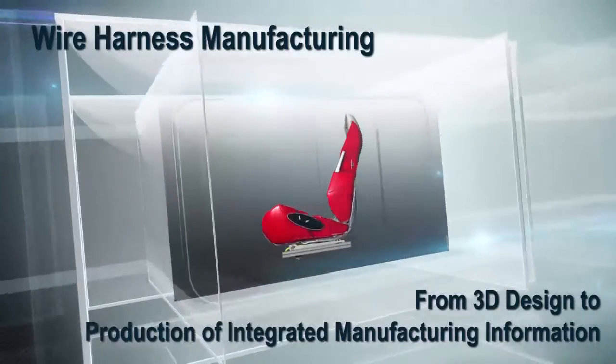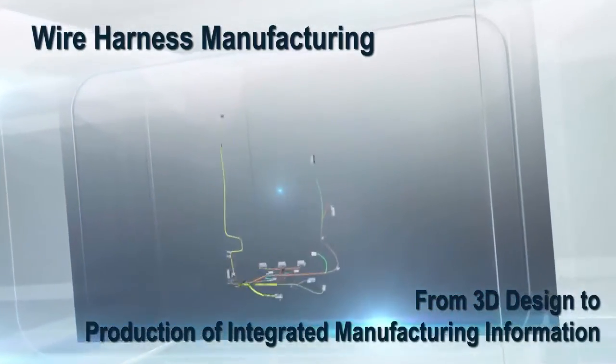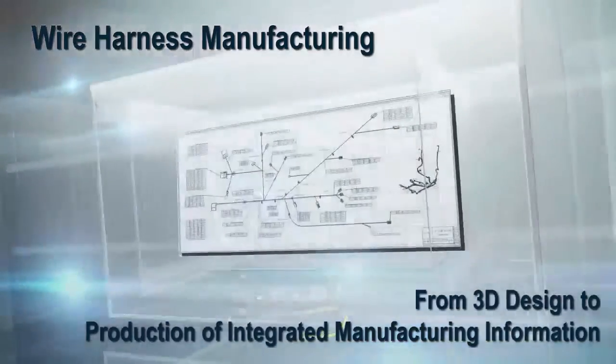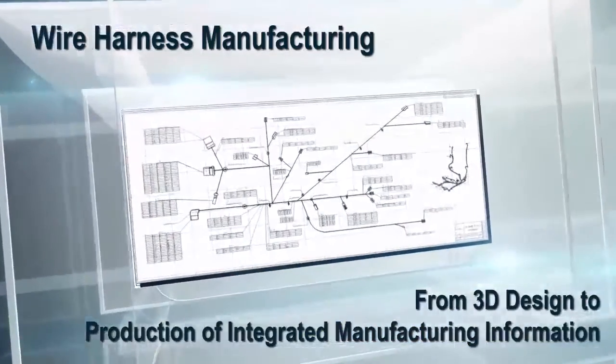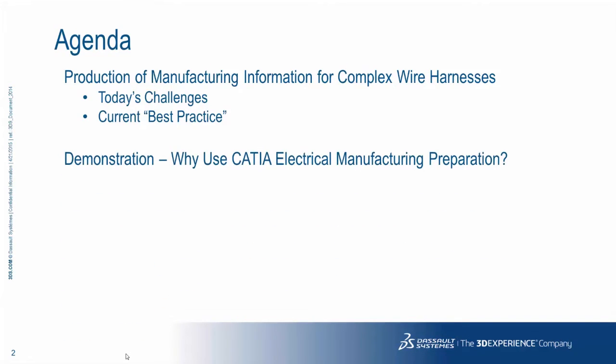Welcome to this presentation on optimizing wire harness manufacturing by using the capabilities of CATIA to create electrical wire harness design, manufacturing documentation, and drawings. In this short presentation, we'd like to provide an overview starting with today's challenges and current practices on wire harness manufacturing. Next, Dimitri will provide a short demonstration to show you how to improve the process and address today's challenges.